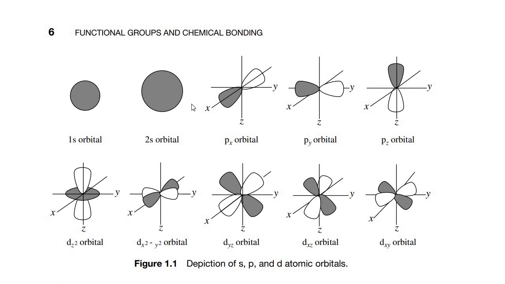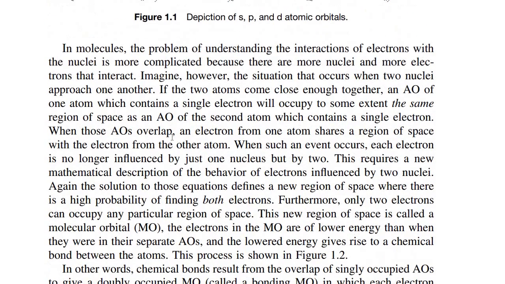So keep in your mind 1, 2, 3, 4, 5. These are the orbitals of the d orbital. The d orbital has a classification: dxy, dxz, dyz, dx square minus y square and dz square. The p orbital also has three: px, py and pz. This is the 1s orbital and 2s orbital. So this is the depiction of s, p and d orbitals.